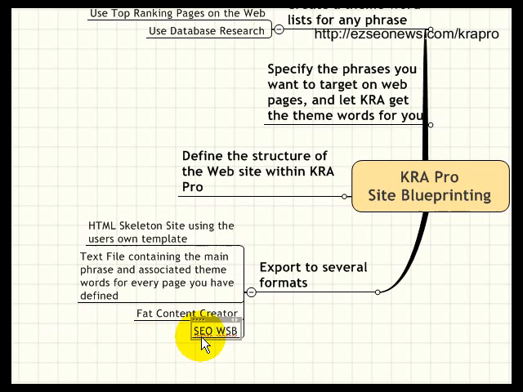And the final export format that I wanted to include with the site blueprinting is SEO Website Builder. That again is my website building software for beginners, people who don't know HTML and don't want to learn. And once you've defined the site structure in KRA Pro, you can then export directly to SEO Website Builder, and a complete skeleton site, including menus, will be created for you.